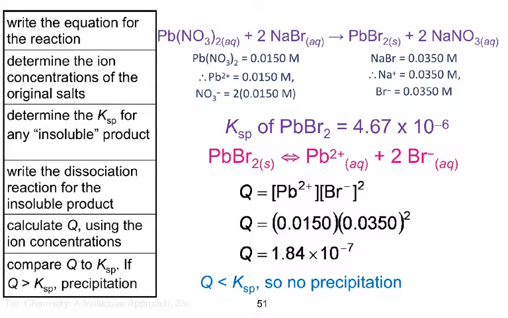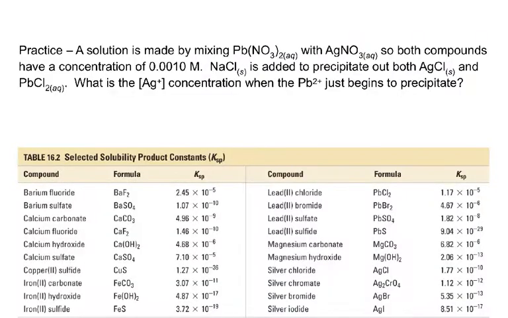Here's that same thing all worked out. Here's another question for you to work through. A solution is made by mixing lead nitrate with silver nitrate, so both compounds have a concentration of 0.0010 molar. Sodium chloride is added to precipitate out both silver chloride and lead(II) chloride. What is the silver concentration when the lead just begins to precipitate?